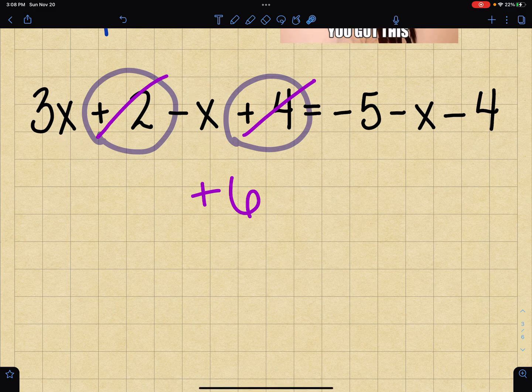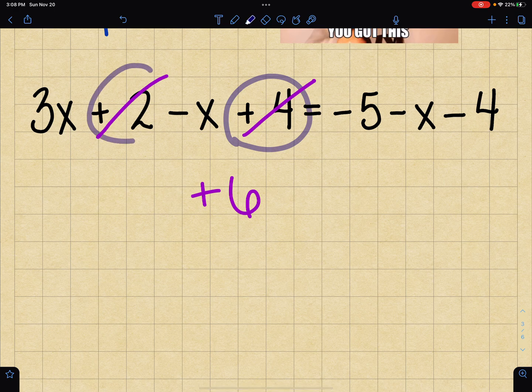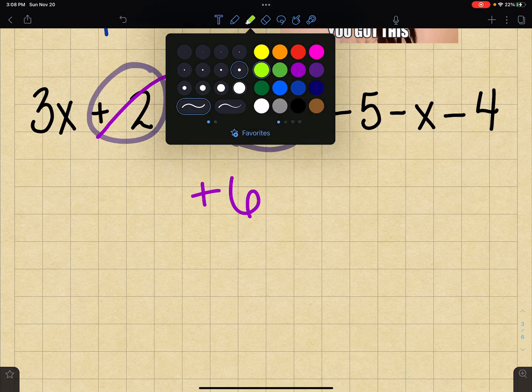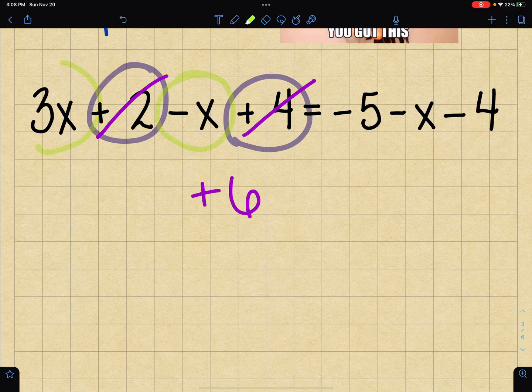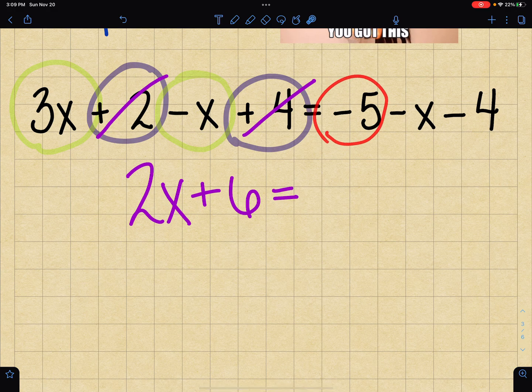Let me just erase these because I already took care of them. Let me get a different color. Okay, so I'm dealing with this and this, 3x minus x. 3x minus 1x is just 2x, so I'm going to put that there. 2x plus 6 on the left. Now, let's do the same thing on the right. We're just adding like terms, simplifying it. So we have a minus 5 and a minus 4. If we add those together, negative 5 plus negative 4, that's going to be negative 9.